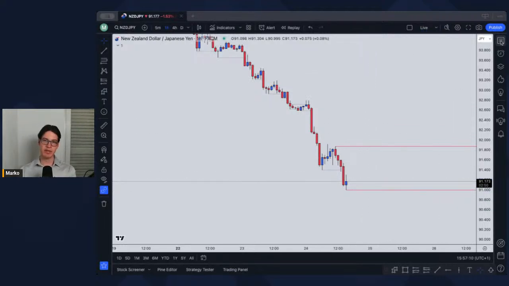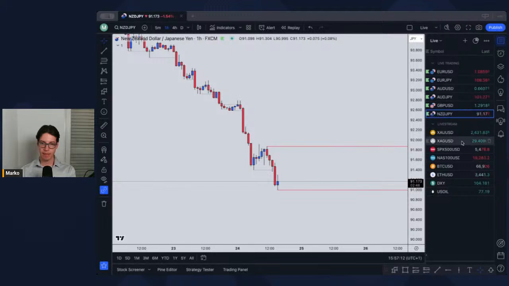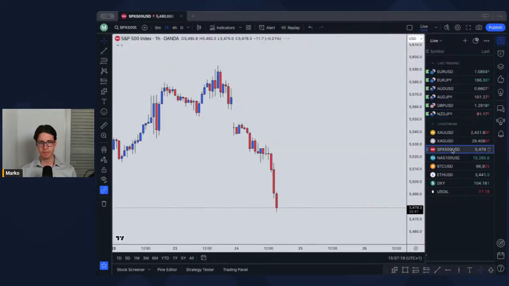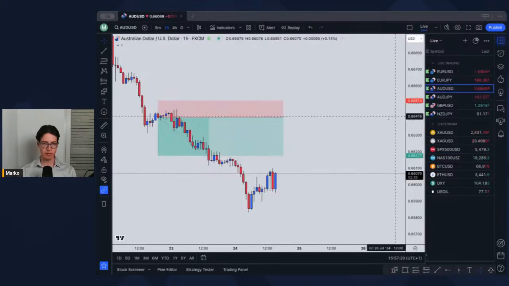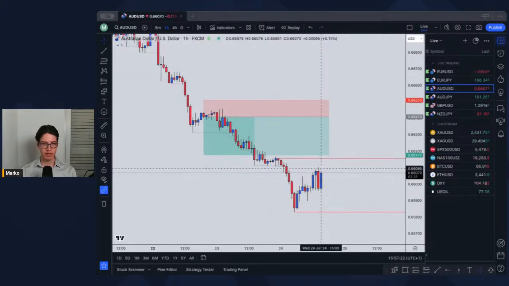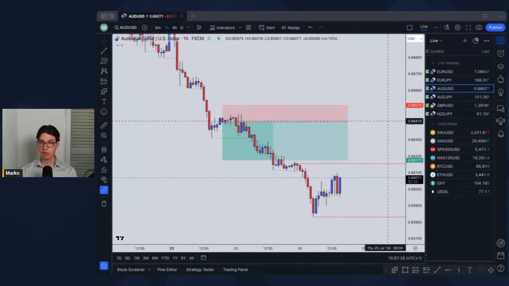So this pair is on the watch list as well, and that covers all of the pairs that I live trade. Now let's see what is happening here. Okay, Aussie US dollar is now reversing up with a big bullish candle, so it's not looking that good, but it is what it is.